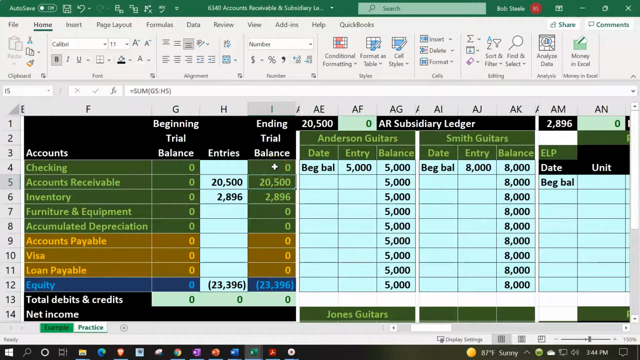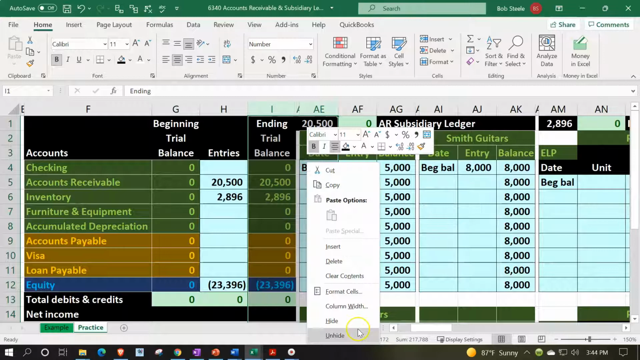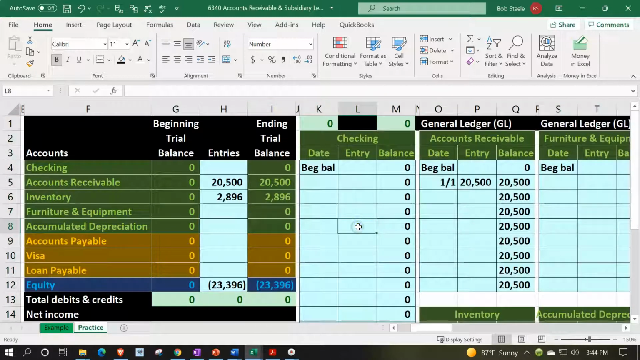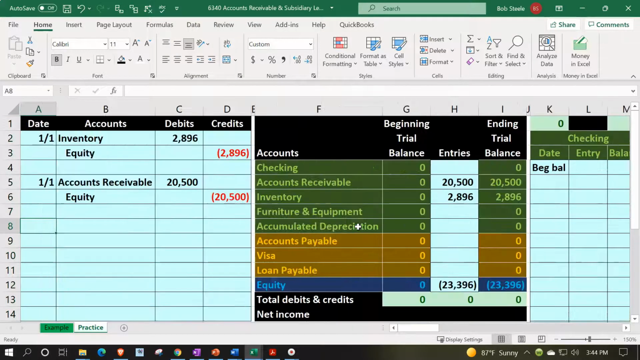So now I'm going to unhide these cells, selecting column I to AE. Right click and unhide those cells so they're back. Those cells are back now. So that's where we stand on this one, and then we're going to continue on with the rest of the beginning balances next time looking at the AP, which will be similar, accounts payable.